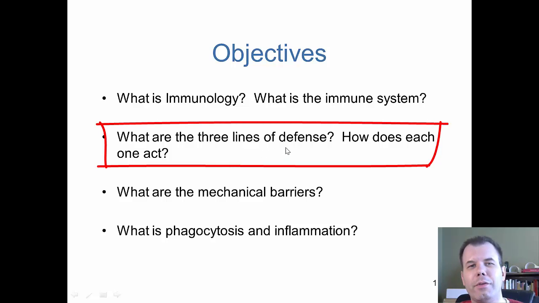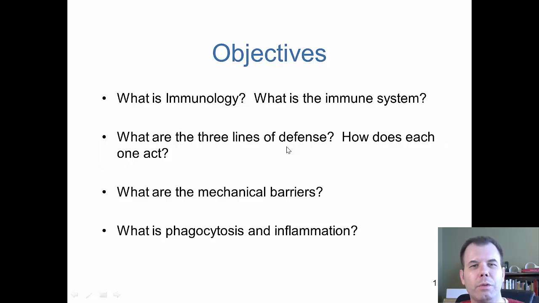Again, the three lines of defense in this case are going to be the first line, which is your mechanical barriers, your second line, which is your white blood cells that kind of sit below the surface, and then finally it's going to be your third line, which is your acquired, your B and T cells. So, and that will be chapter 15. And again, how does each one act? We'll look at what are the mechanical barriers. That's the first level. And then the second level is looking at phagocytosis and inflammation. So what do those white blood cells do in that second line of defense that really add to your innate immunity? Okay, so that's what we're looking at today.